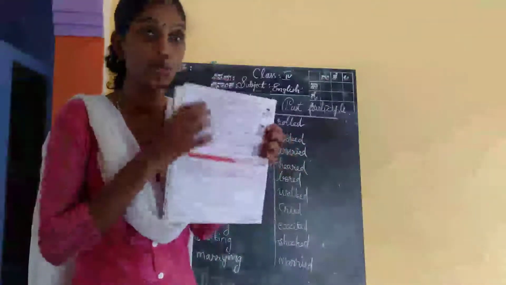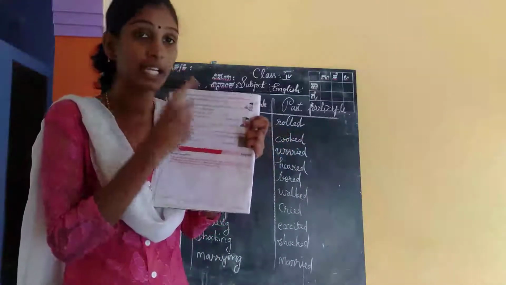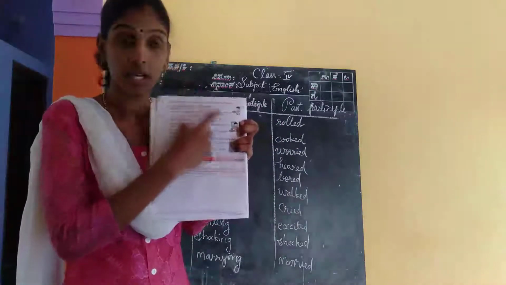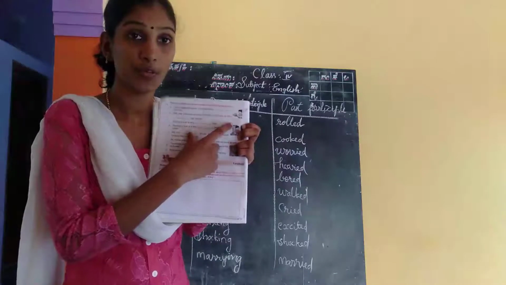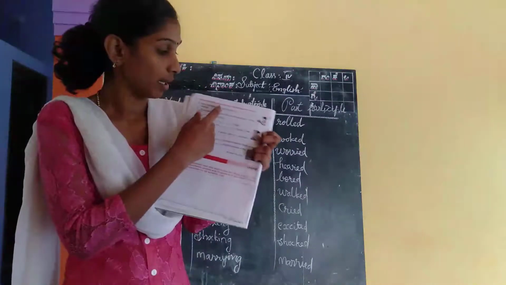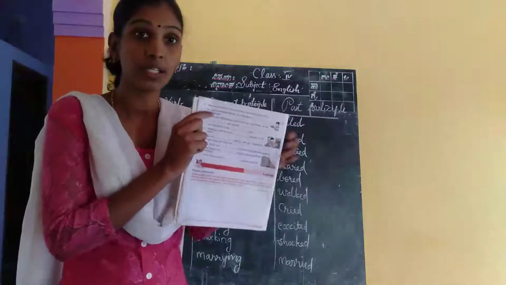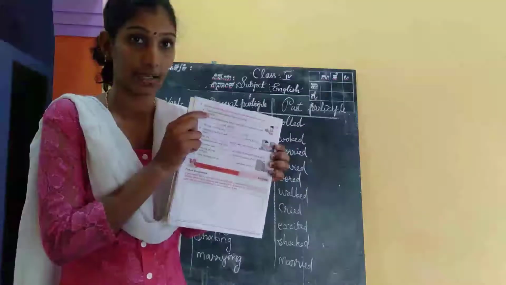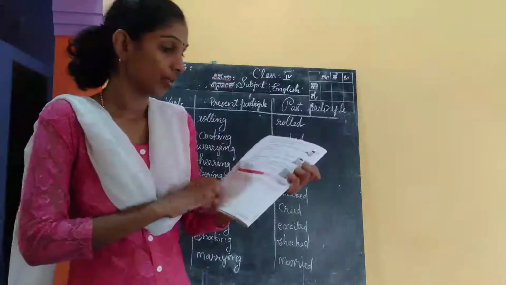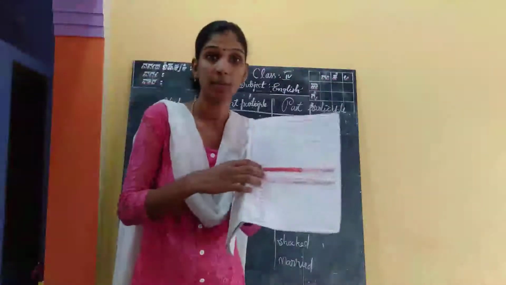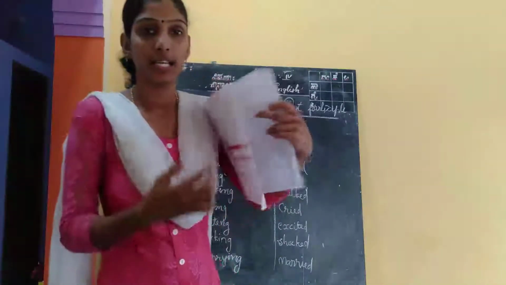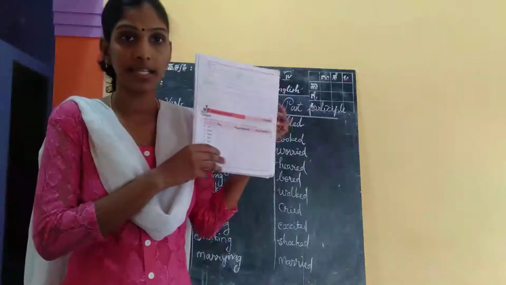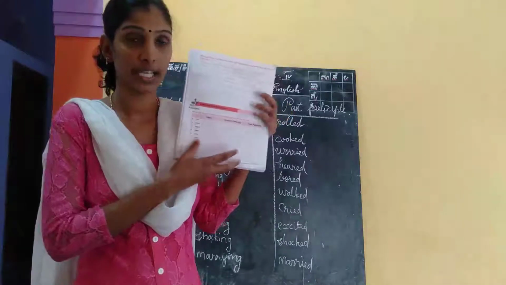This is your today's homework. You have to fill in the correct verb form. I have already told you the V3 and V4 forms of the verb given in the bracket. According to that you have to fill in the correct participle form. That is your today's homework, and I will send these answers along with this video, this table. Okay.